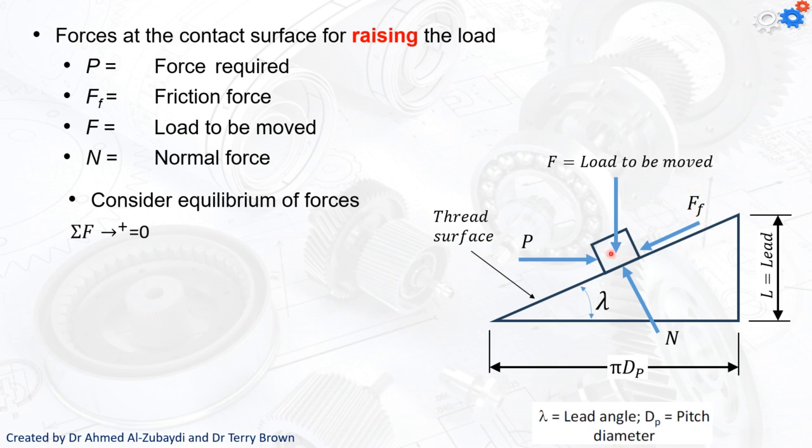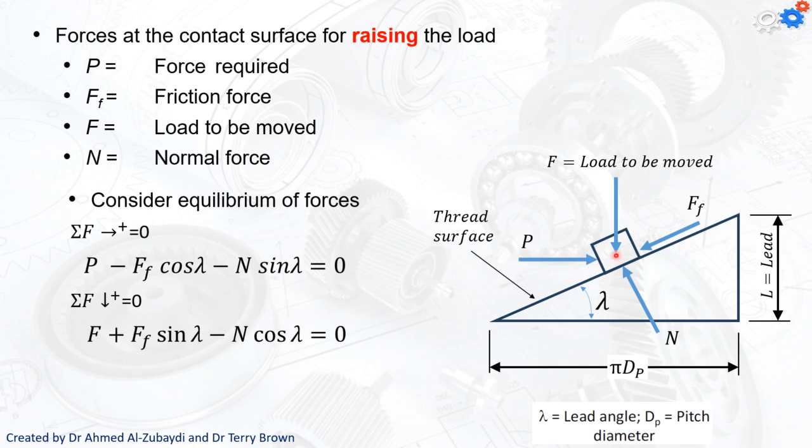The friction force multiplied by the cosine of lambda is going to be negative, and N multiplied by the sine of lambda is going to be negative. These are the forces affecting the x direction. The sum should be equal to 0. Now we're going to do the same thing in the y direction, okay?